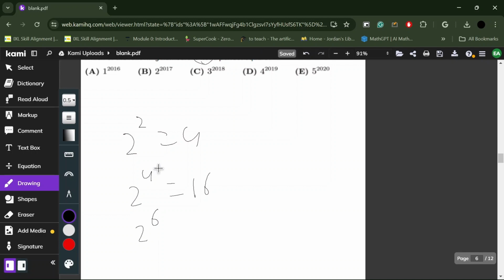That's going to be equal to 256. So you're noticing a pattern. These even exponents are all making perfect squares. And how do we know that? It's because the exponent differs by 2, so it's basically just squaring the previous number. So 4 squared is 16, 16 squared is 256. But if we did 2 to the power of 3, for example, that gives us 8, not a perfect square. If we do 2 to the power of 5, that's going to be equal to 32, not a perfect square.